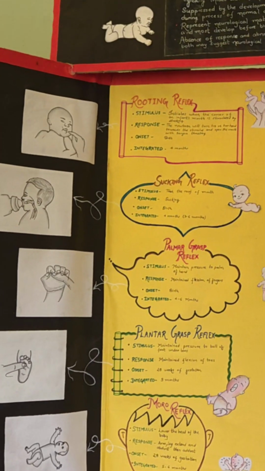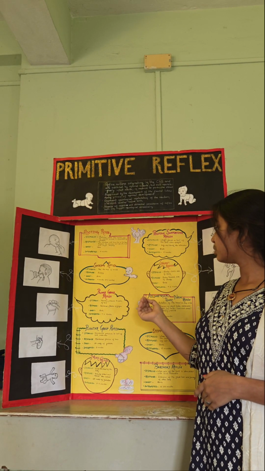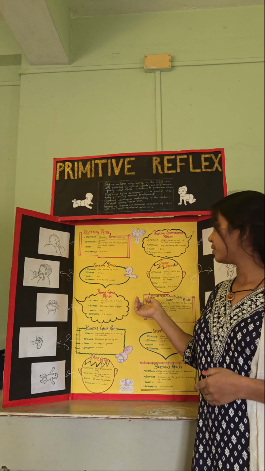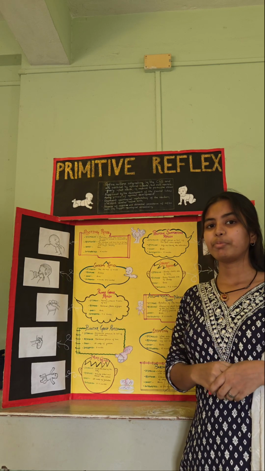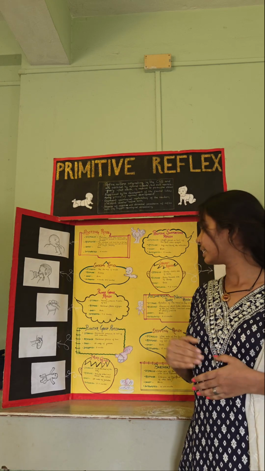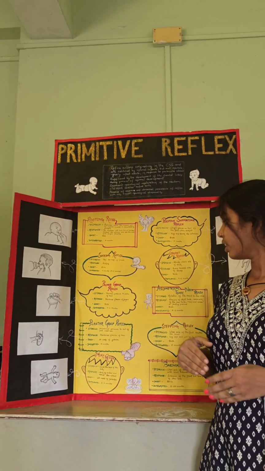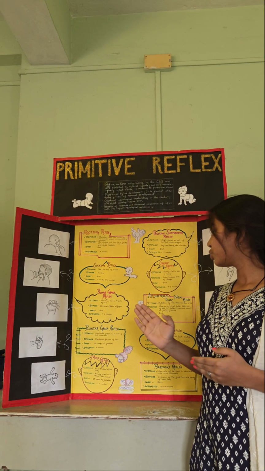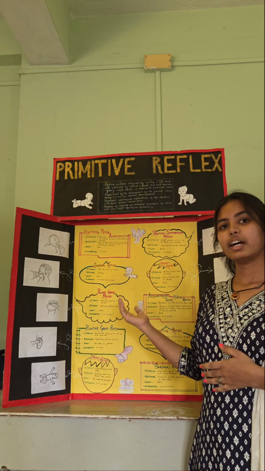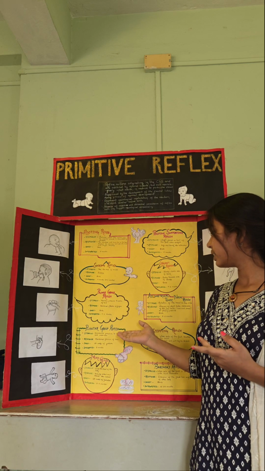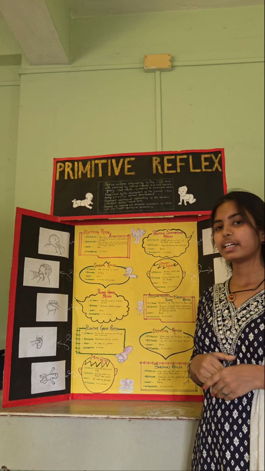The next one is the palmar grasp reflex. The stimulus is when pressure is maintained on the palm of the hand, the baby will grasp the finger or the object. This reflex appears around birth and is integrated around 4 to 6 months. The next one is the plantar grasp reflex. When pressure is maintained on the ball of the foot under the toes, the baby will flex his toes, and again this reflex begins at birth, or you can say 28 weeks of gestation, and is integrated around 9 months.